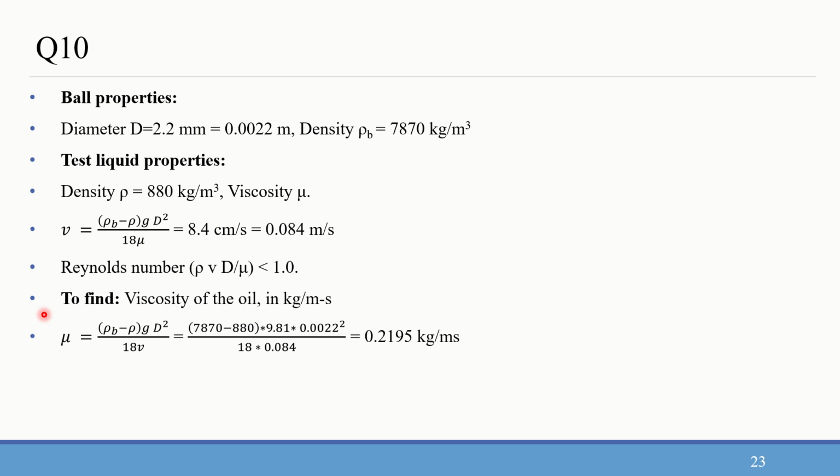So the normal viscosity of water is 0.001 kg per meter second. So when compared to the viscosity of water, we find the viscosity of oil as 0.2195 kg per meter second. It is almost 200 times higher than the viscosity of water. So you can imagine how this setup can be used to measure the viscosity of the oil, because if viscosity is low, again the Reynolds number will become high.